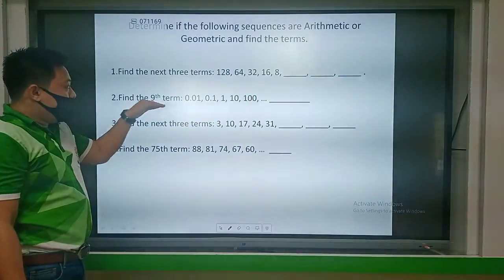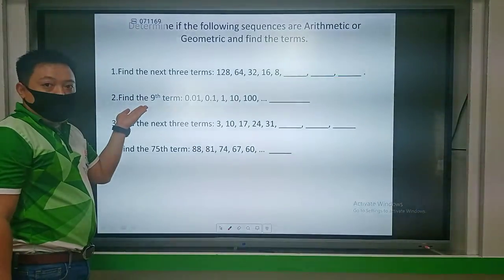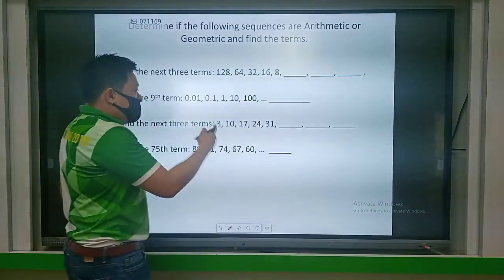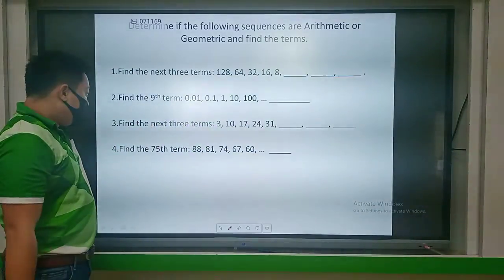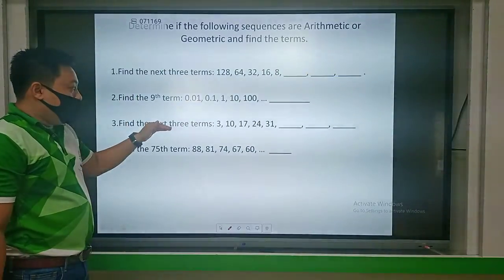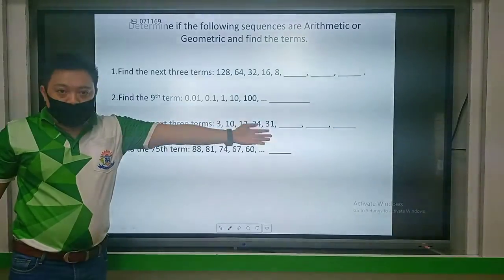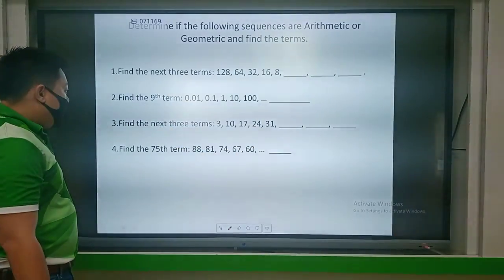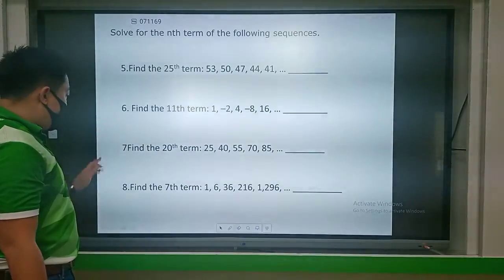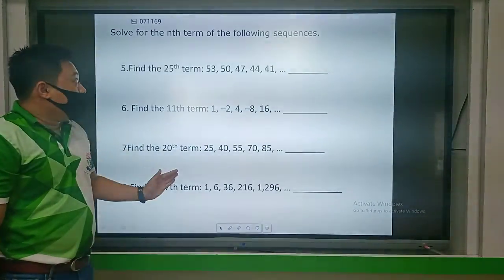Number 2, find the 9th term. So all you have to do is write if it is geometric or arithmetic and just one number, which is the 9th term. Find the next 3 terms, again the same as number 1. We need to determine first if it is arithmetic or geometric, then provide the 3 terms. Okay, so for numbers 5 to 8, all you have to do is find the nth term of the following sequence.